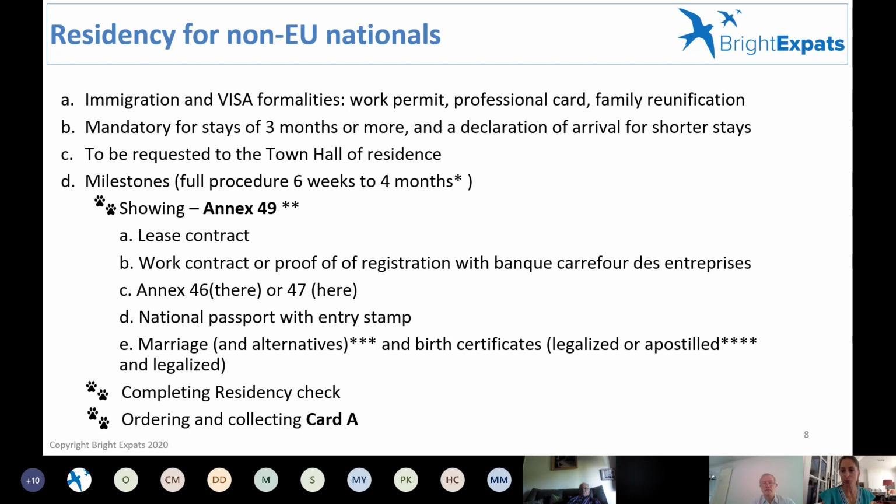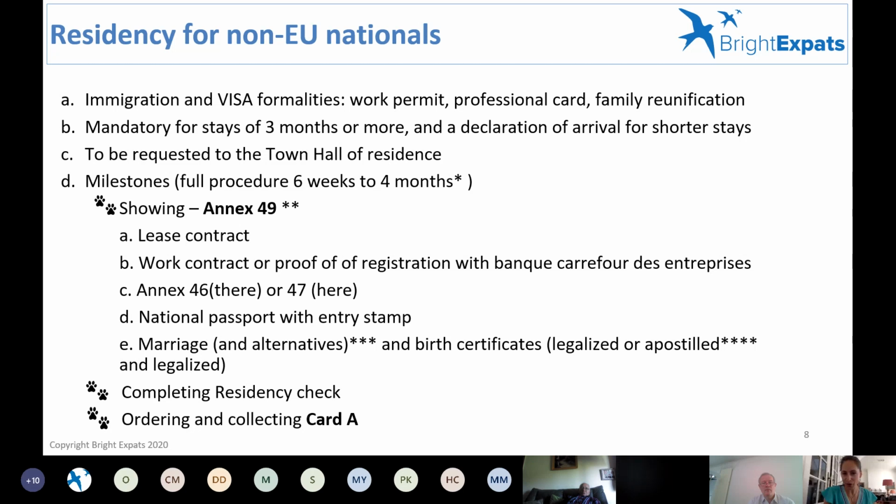In case of doubt, though, please make sure that you have a very close follow-up with the town hall, and you can always ask for help with your relocator or with the person who's assisting your registration. Again, the residency application for non-EU nationals has to be requested with the town hall of residency. The milestones are quite comparable with the milestones of the residency application for EU nationals.